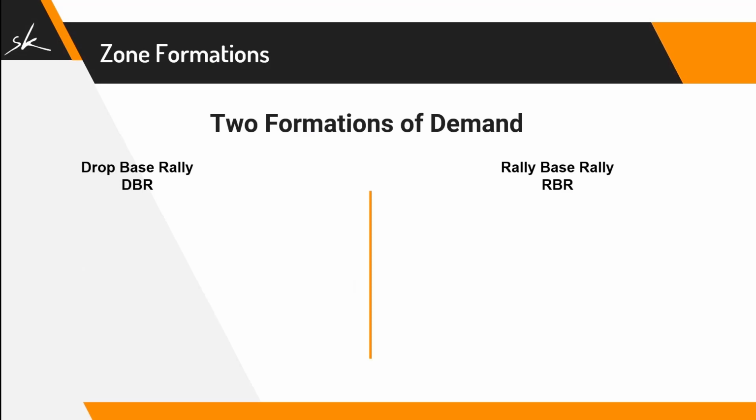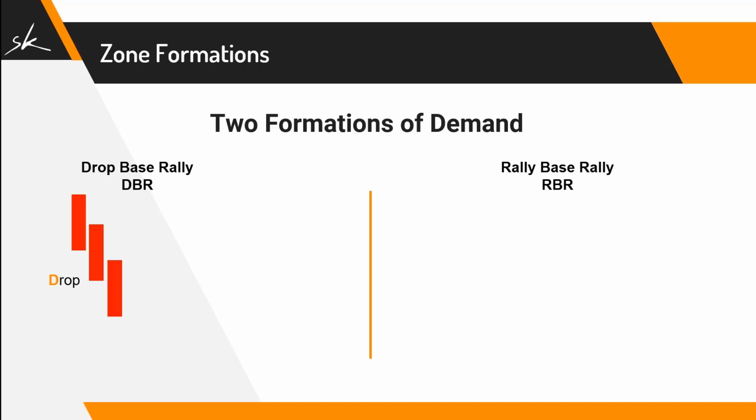2 formations of demand, drop-based rally or DBR. On a price chart, let's assume that the prices are moving down. The only logical reason for the prices to move down has to be more supply. This move to the downside is what we call a drop. If the supply was more, the price should keep moving down.